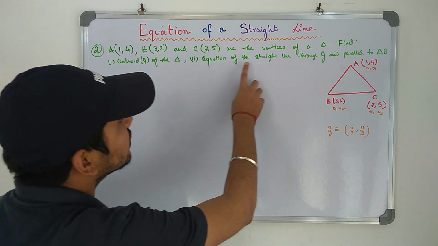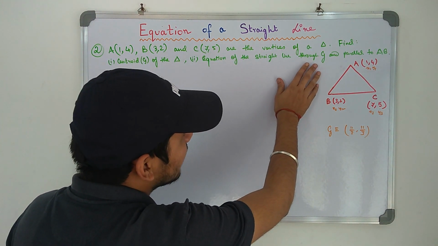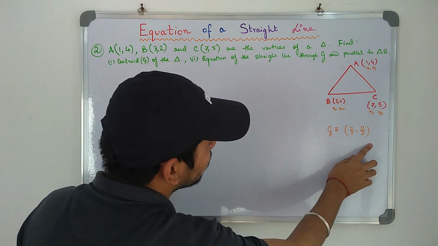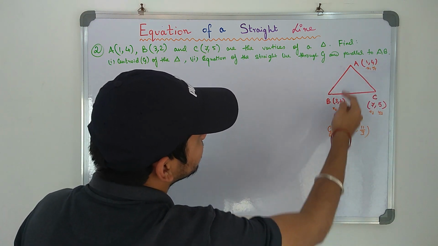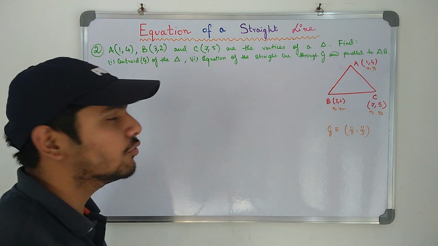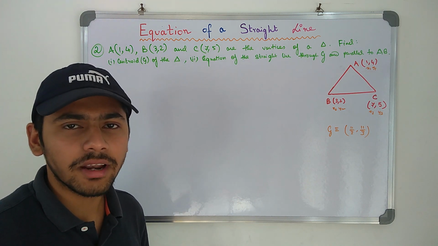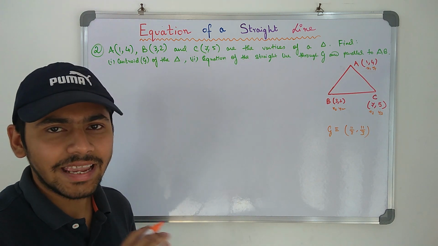Secondly, we have to find the equation of the straight line through G. That means our required straight line passes through this point and is parallel to AB, this line. Now if two lines are parallel to each other, their slopes are equal. So we find the slope of AB first.